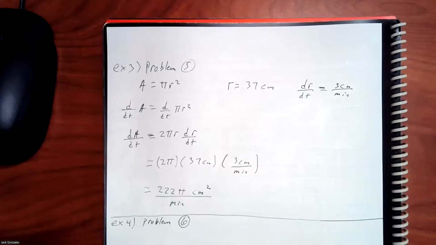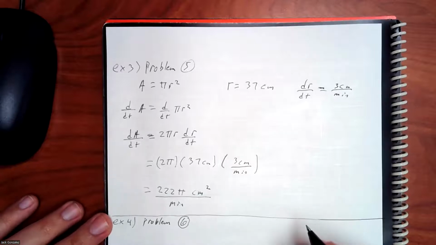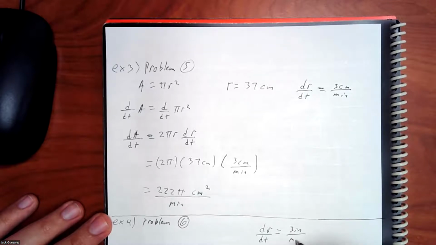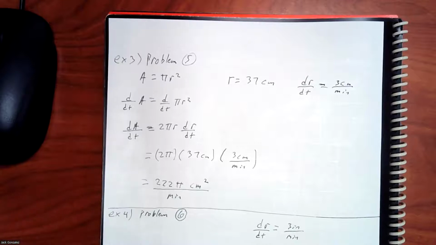All right, so what is the 3 inches per minute? We have to be able to recognize what this means. Yeah. So the change of radius over time is 3 inches per minute. So dr/dt is 3 inches per minute.